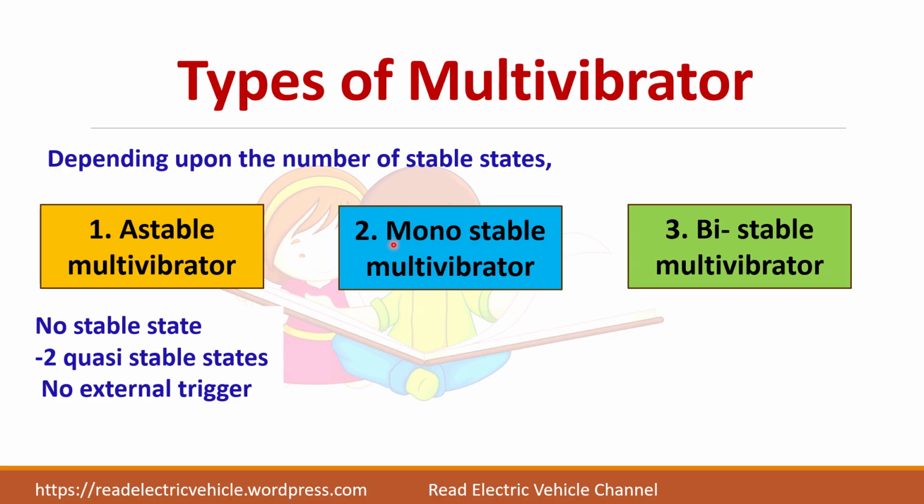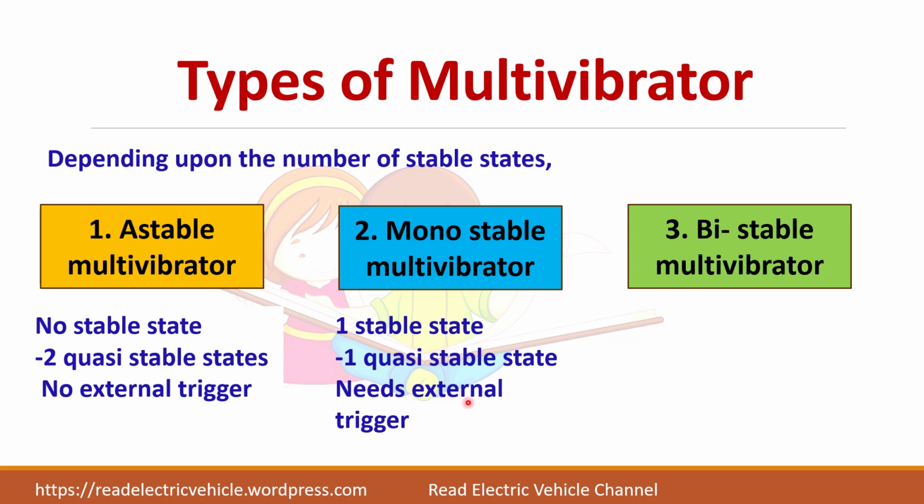Now monostable multivibrator, mono means single. So one stable state will be there, the other one will be a quasi-stable state. So you need to give an external pulse to change from stable state to quasi-stable state. But from quasi-stable, it automatically moves to stable state. Next is bistable multivibrator. Bi means 2. So it has 2 stable states and it needs external trigger to change its state.